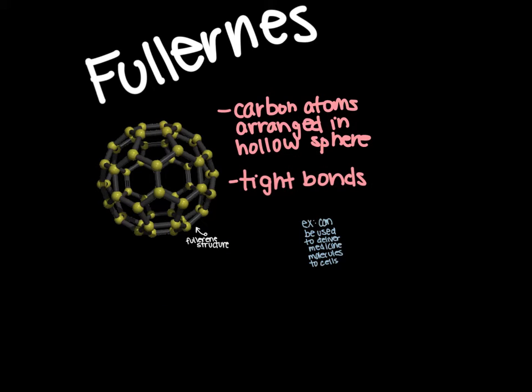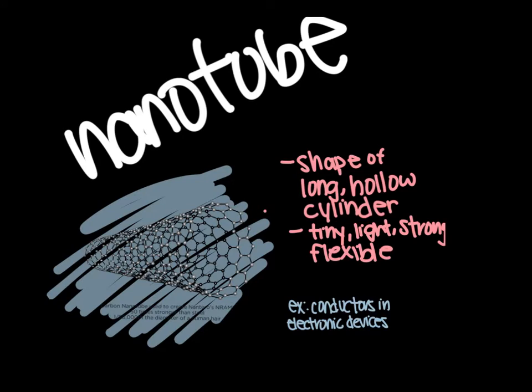Fullerene structures were named after Buckminster Fuller, who designed dome-shaped buildings that resemble the structure of carbon atoms in a fullerene structure. It can be used to deliver medicine into cells. Carbon atoms are arranged in a hollow sphere in a fullerene structure.